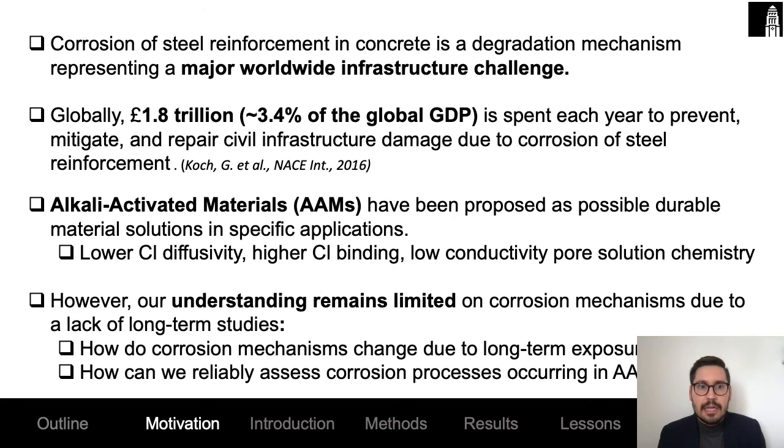However, in general, our understanding remains pretty limited when we're considering corrosion mechanisms, and this is because we don't have a lot of long-term studies to understand how long-term exposure can change the corrosion mechanisms and the behavior of the material. Relatedly, a way to reliably assess corrosion mechanisms and processes is often lacking.